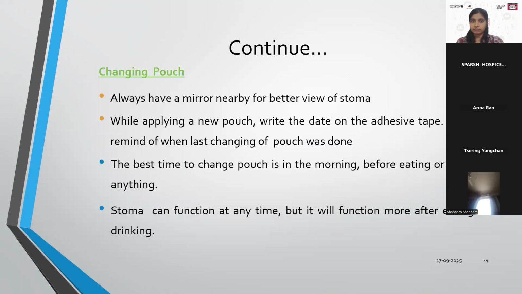Next slide. Yes, so here you can see on the left side the healthy stoma. The middle figure shows the two types of stoma bags. On the left side is the one-piece bag, and on the right side is the two-piece bag. So in the one-piece bag, the sticker is right on the bag itself.